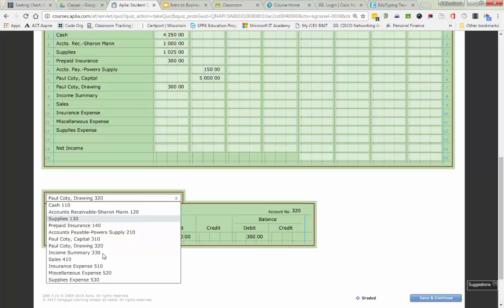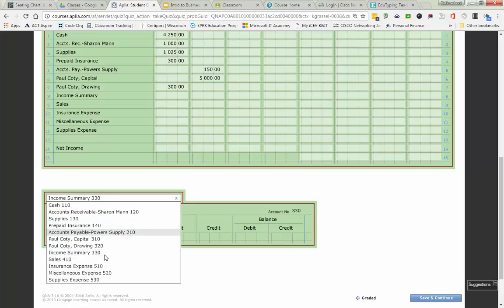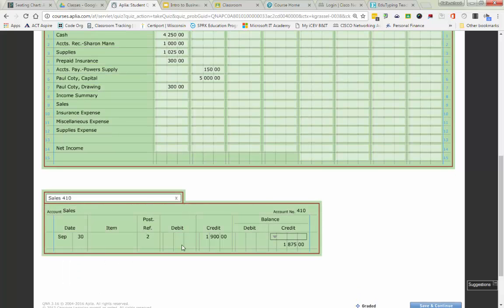So I'm going to choose then income summary. Income summary should have nothing in it. Go to sales. And it looks like Mr. Cody had a hard time writing a number for sales. Sales should have a credit balance of 1,900.